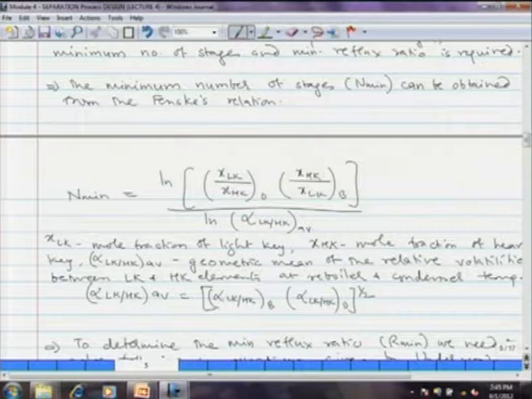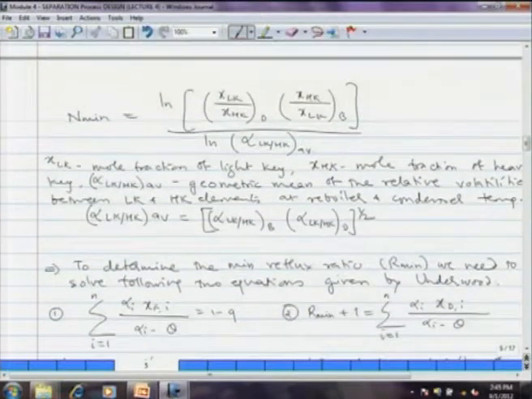Okay. Now, here in the denominator we have used the average value of alpha, the relative volatility. Now, why? Because in the case of a multi-component mixture, the relative volatility between components may sometimes change with temperature. It may also change sometimes with the composition, okay, as the separation proceeds, and therefore, we have to use an average value, an average of the minima and maxima of the relative volatility.